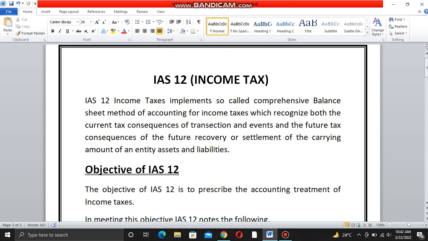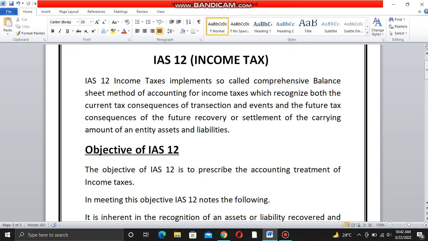And now I'm going to work on IAS 12. IAS 12 income taxes implements the so-called comprehensive balance sheet method of accounting for income taxes, which recognizes both the current tax consequences of transactions and events and the future tax consequences of the future recovery or settlement of the carrying amount of an entity's assets or liabilities.